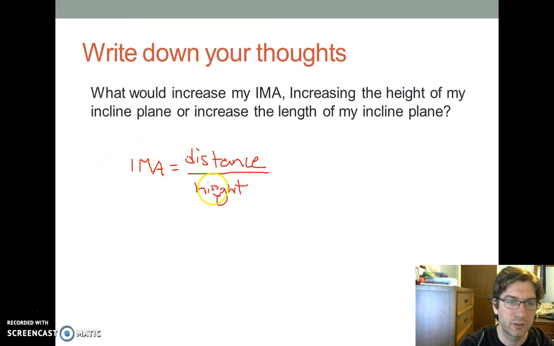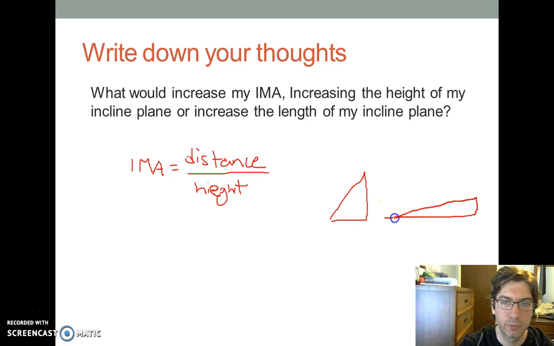So because it is a fraction, it is a ratio here, the larger the denominator, the smaller the number is going to get. The larger the numerator, the larger the number is going to get. So if I increase the height while keeping the distance the same, you would think that I would have a very steep ramp, as opposed to increasing the distance, I would have a very, very shallow ramp. This one here is going to give you a better ideal mechanical advantage because my numerator is going to increase while my height stays the same.